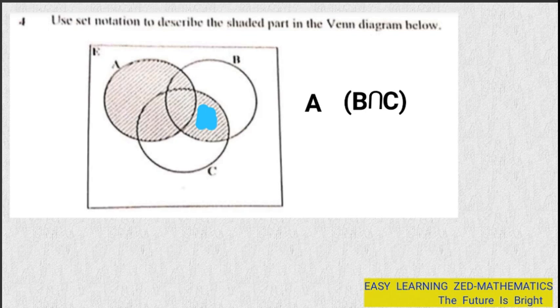Then we write now what symbol we're going to put which is going to connect set A and B intersection C. The symbol put there is the union symbol. Okay, so we're saying A union B intersection C. So that is the correct answer, A union B intersection C.